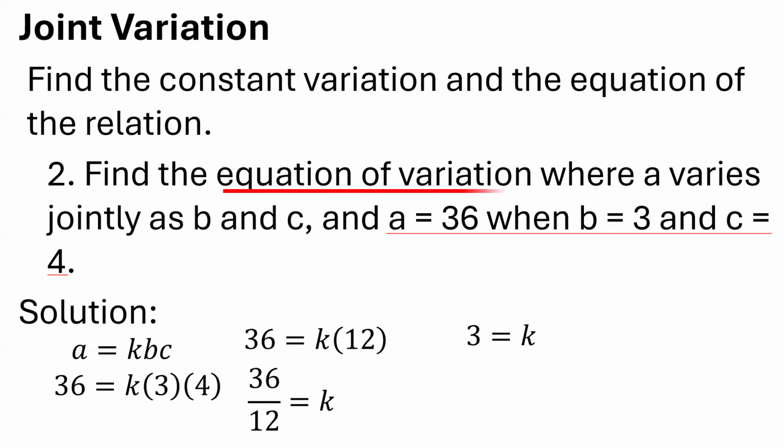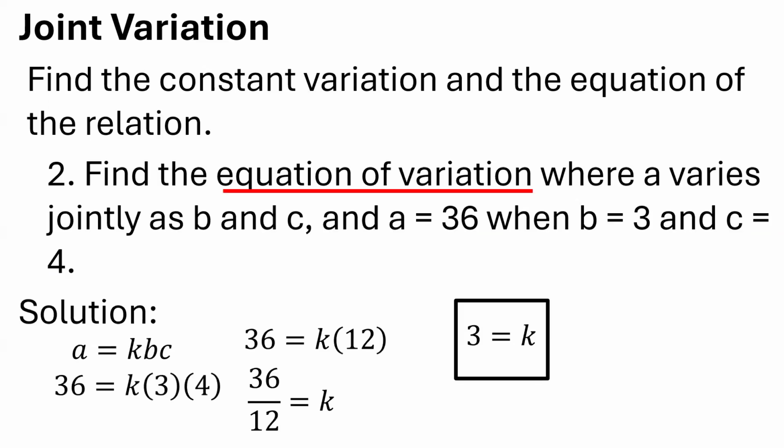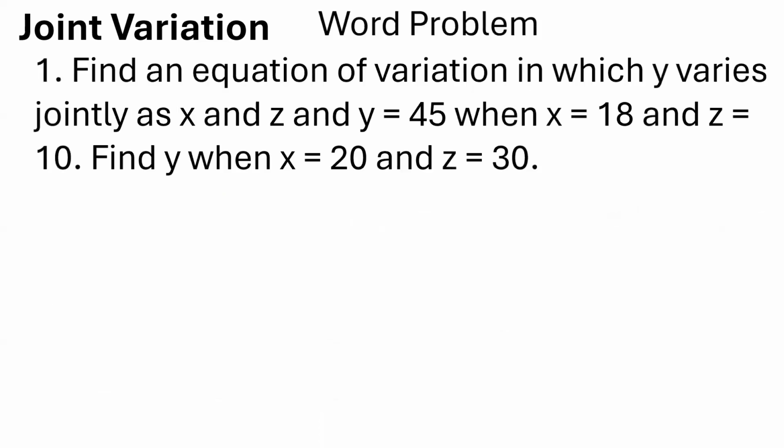So since nakuha na natin yung constant variation, now let's have the equation of variation. Equation of variation now will be A, sorry, hindi ba pala na-encode doon? So A natin, A is equal to 3BC. Okay? A is equal to 3BC. Okay? So let's have another example. So let's have the word problem.